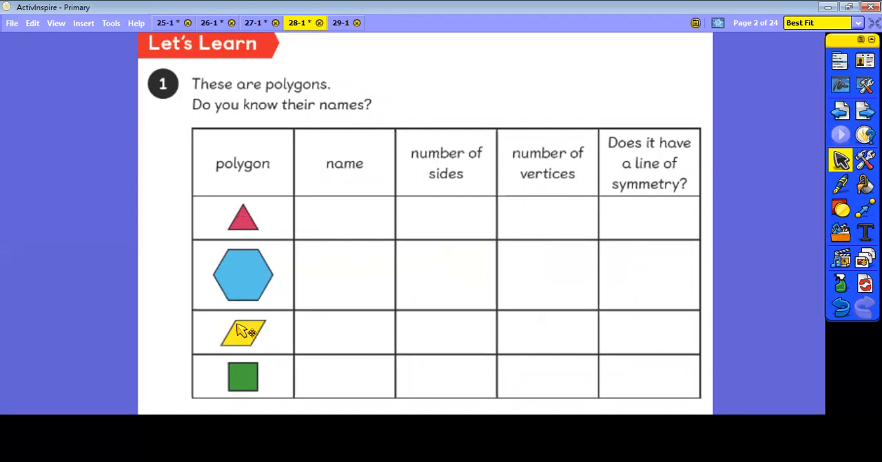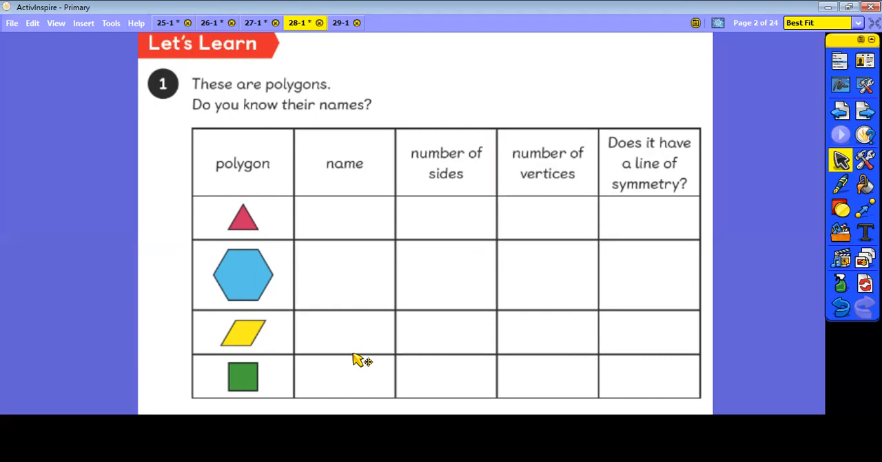The shapes that Hannah could have chosen to build her new figure are all polygons, and we know that a polygon is a 2D shape with straight sides. Let's complete the table where we have to name each of the 4 shapes and the number of sides, number of vertices, and whether they have a line of symmetry. Should we do that together?